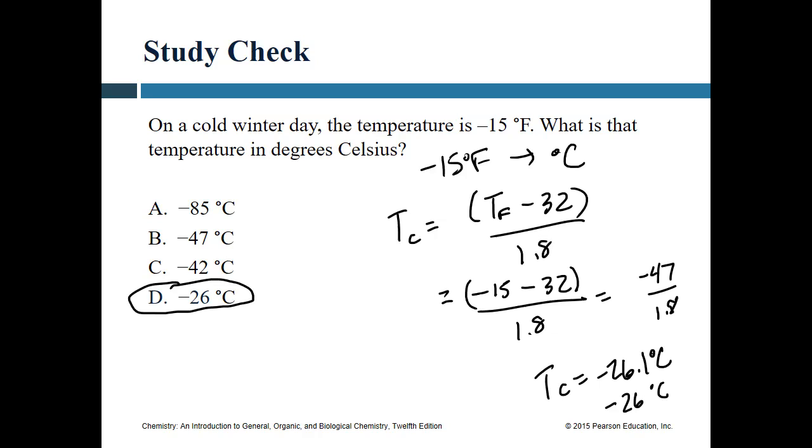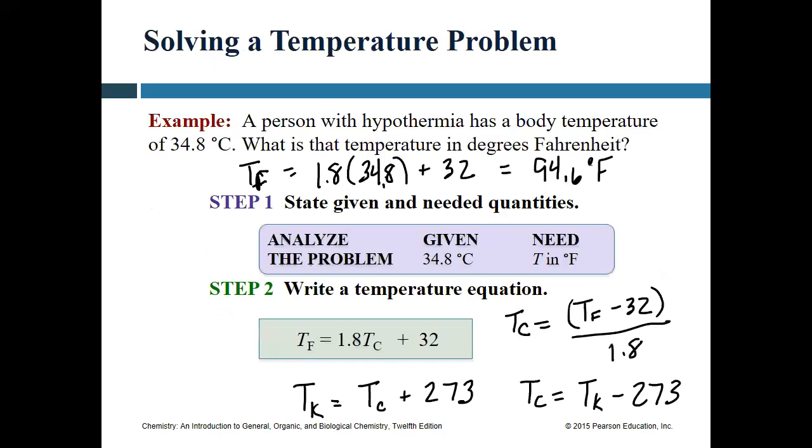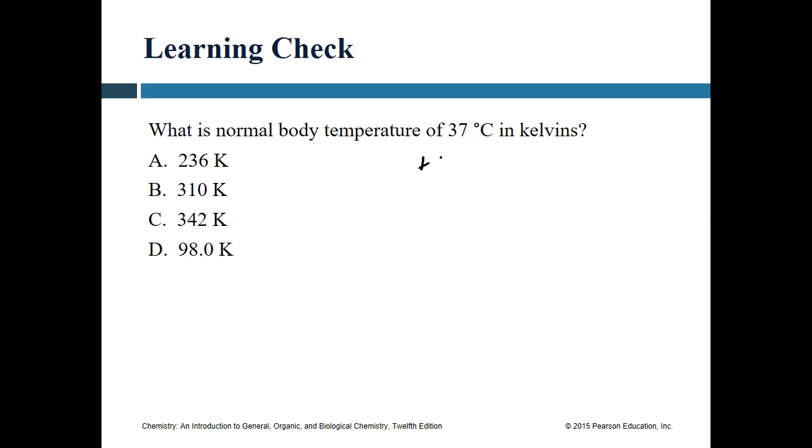All right, any questions here with this first sample problem? All right, try this one yourselves then. What is normal body temperature of 37 Celsius in Kelvin? All right, let's see how we did. So the equation that we want to use is this one on the bottom left here. We're turning Celsius into Kelvin, so we need to add 273. 37 plus 273 would give us 310 Kelvin. That's letter B.